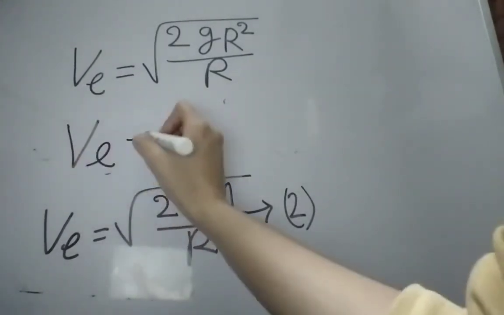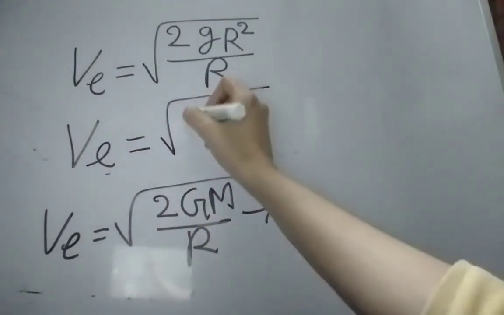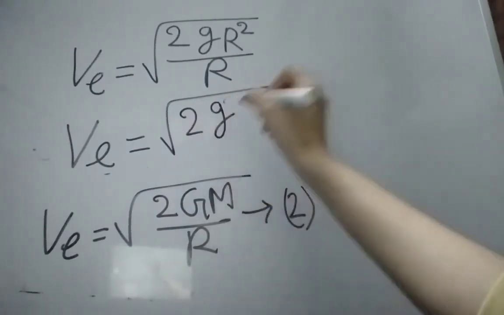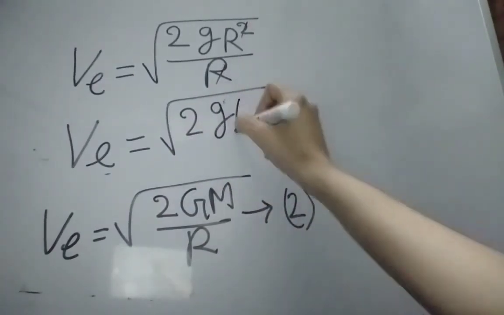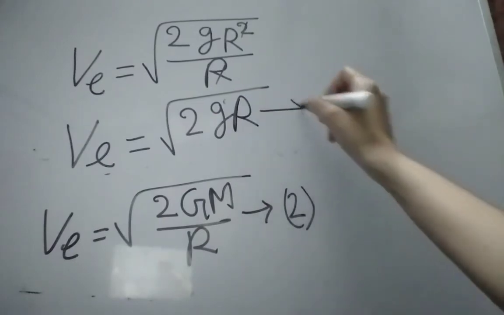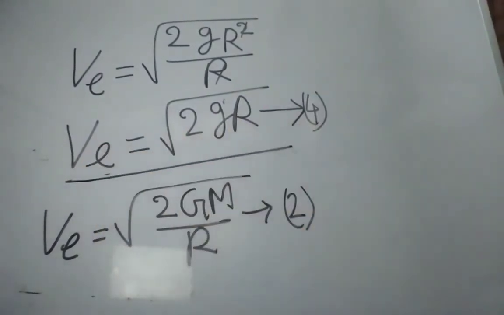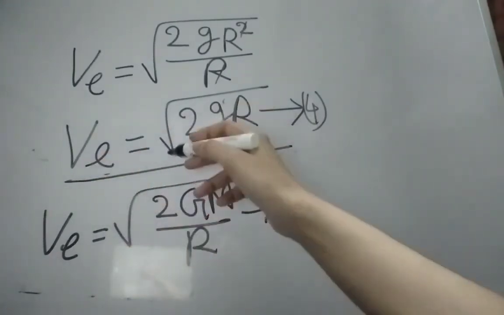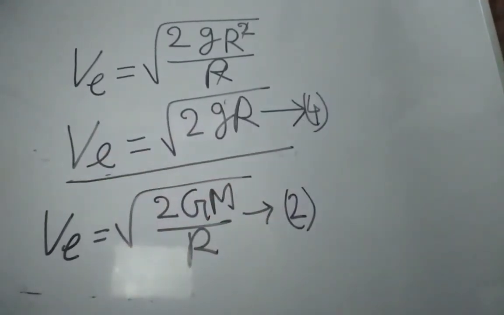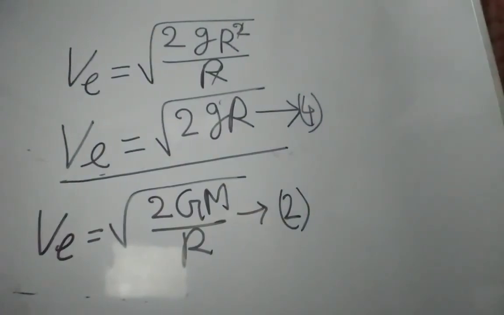And from here we can write VE equals root over 2g, cancelling this R and R, we get 2gR. So this is equation 4, and this is the expression of escape velocity, that is VE equals root over 2gR. This is the expression of escape velocity.